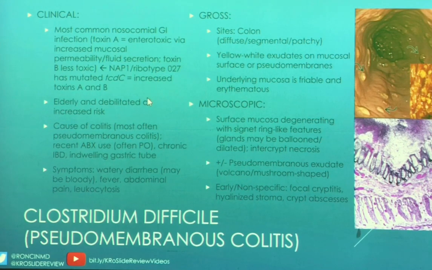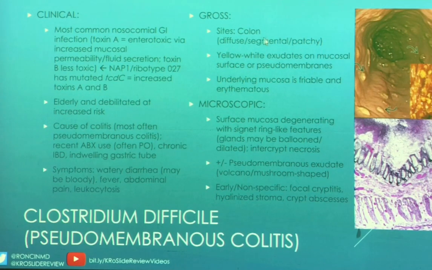So our elderly and debilitated, so anyone who's bedridden or at increased risk. C. diff itself can cause colitis, that's what I'm saying there, and most often it will cause a pseudomembranous colitis. This is often also related to recent antibiotic use, and usually oral antibiotic use, okay, not IV. There can be chronic inflammatory bowel disease or things like indwelling tubes. And this is very watery diarrhea, or at least at first it's watery. You can get bloody diarrhea later on. They may have fever or abdominal pain, and generally they'll have a leukocytosis.